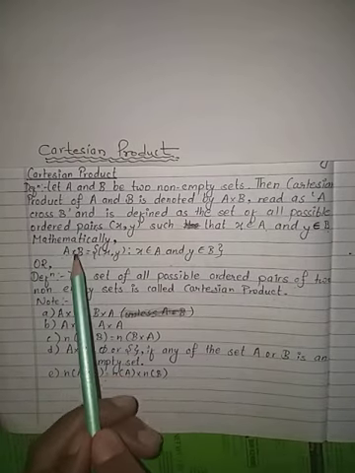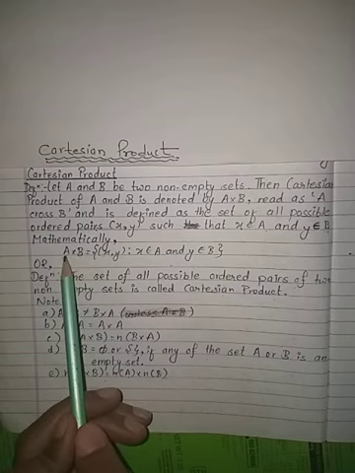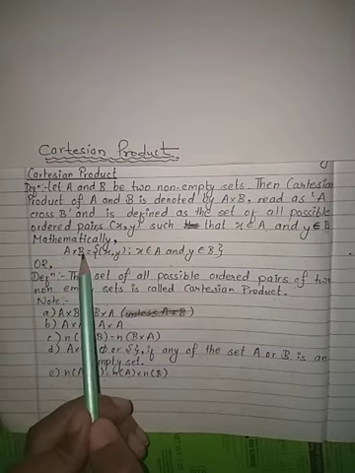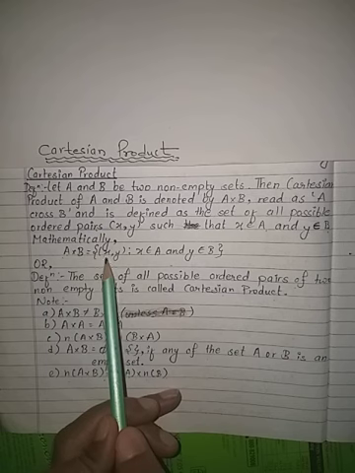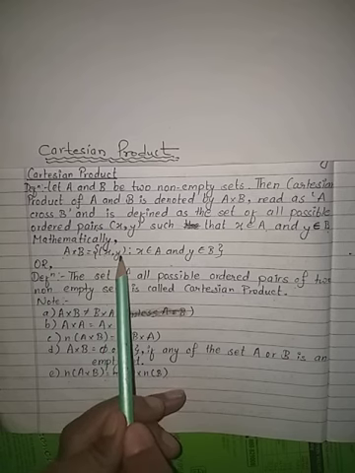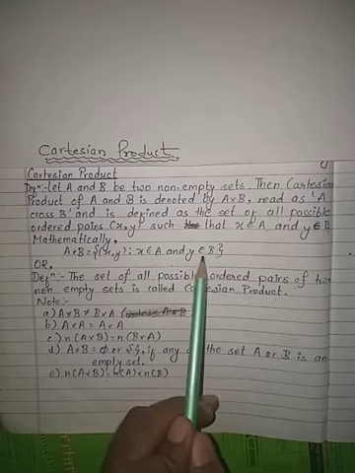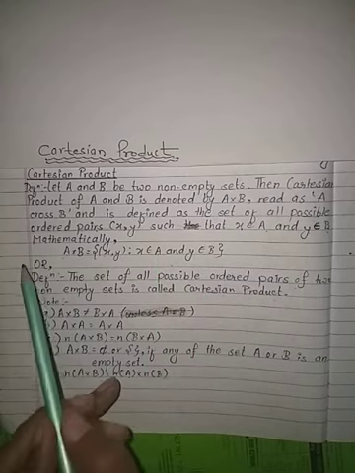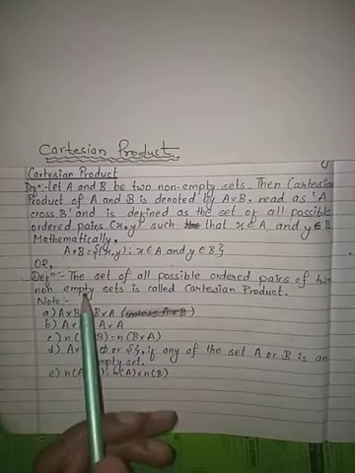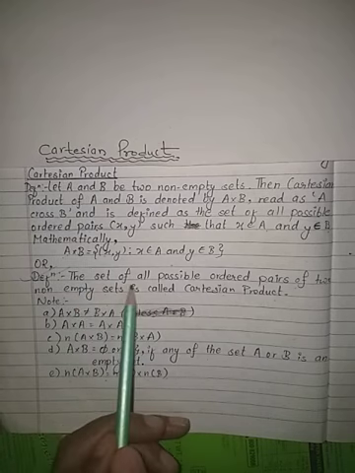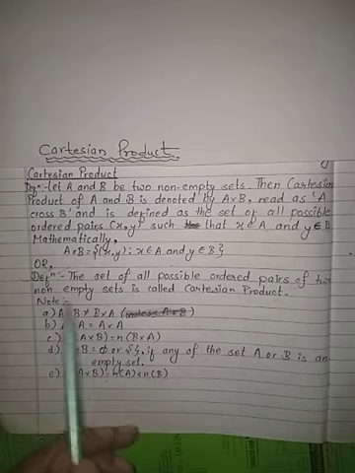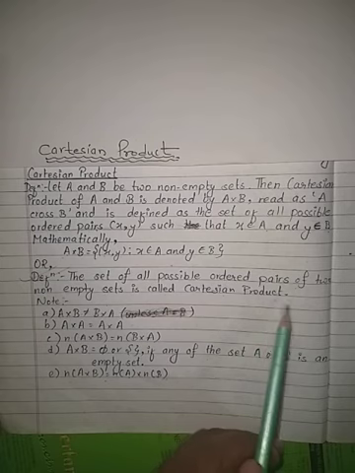In mathematical form, we can simply write the Cartesian product A cross B equals all ordered pairs (x, y) such that x belongs to set A and y belongs to set B. So here I have written the short definition also. We can simply say that the set of all possible ordered pairs of two non-empty sets is called the Cartesian product.